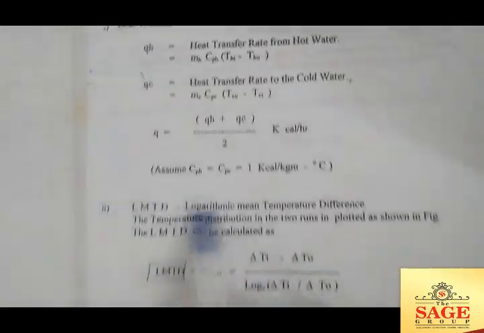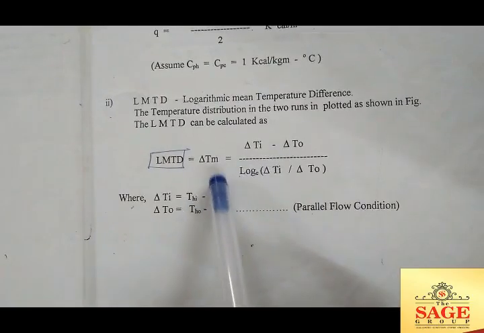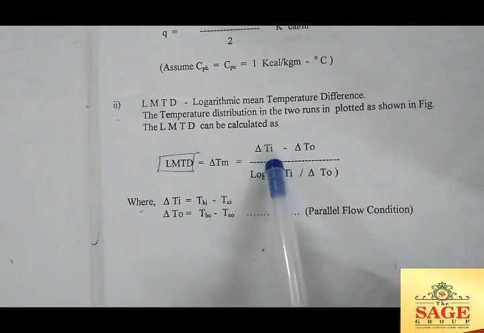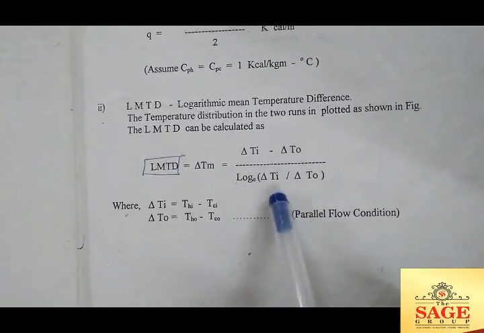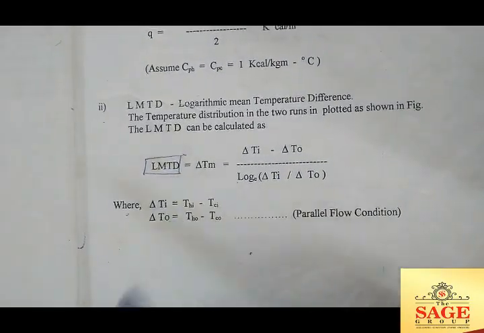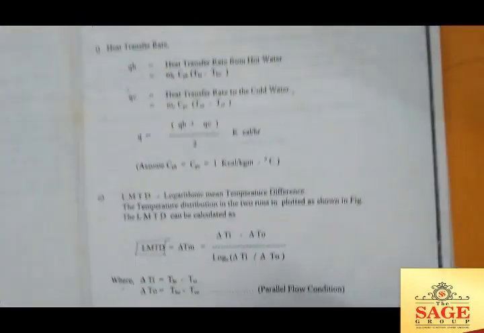We also find the LMTD. LMTD, which is delta Tm, the mean temperature difference, is equal to (delta Ti minus delta To) upon log base e of (delta Ti by delta To). With the help of these readings we can find the LMTD as well as the heat transfer rate.